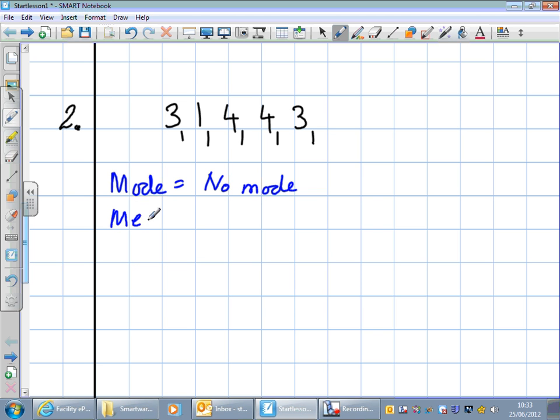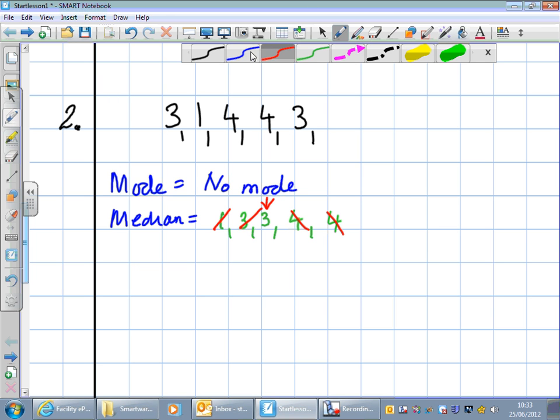The median. Put them in order. That shows a bit better how we find it. Obviously, when there's a few, you can probably just quickly identify it. Smallest, largest, smallest, largest. There it is. The median is 3. Now, let's see the mean.